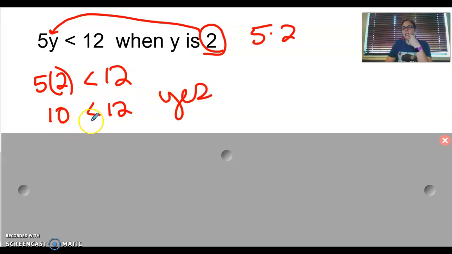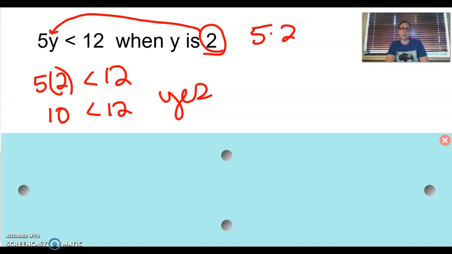Now, inequalities have many solutions because not only would 2 be a solution, but so would 1, and so would 0, and so would -1, lots and lots of numbers, okay?